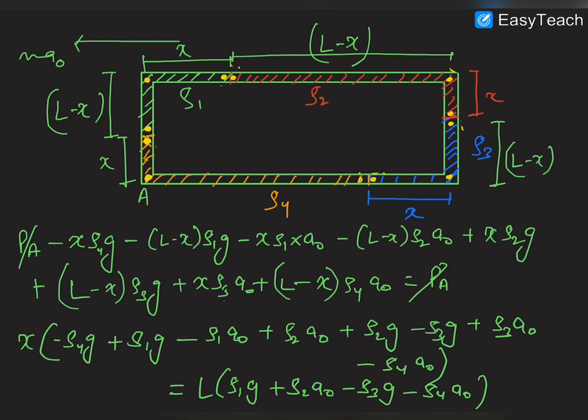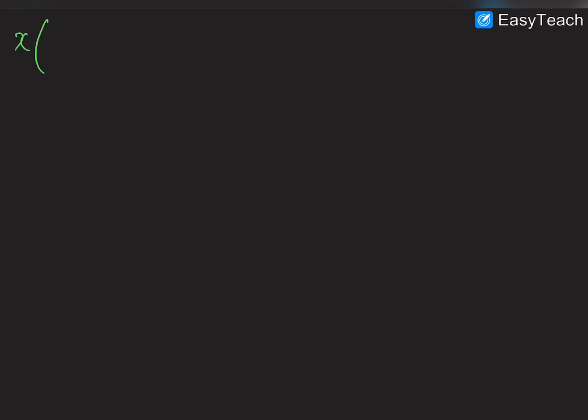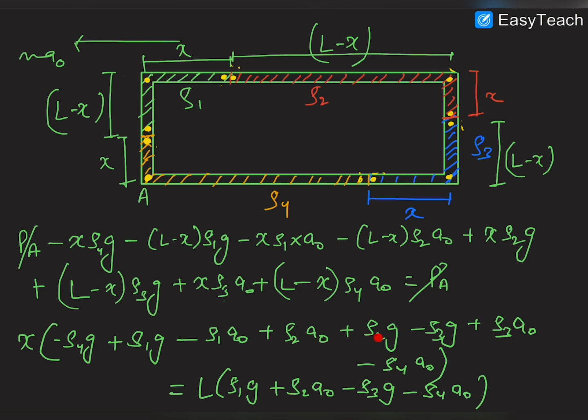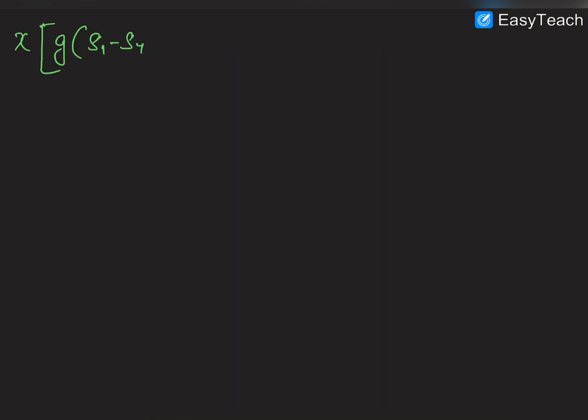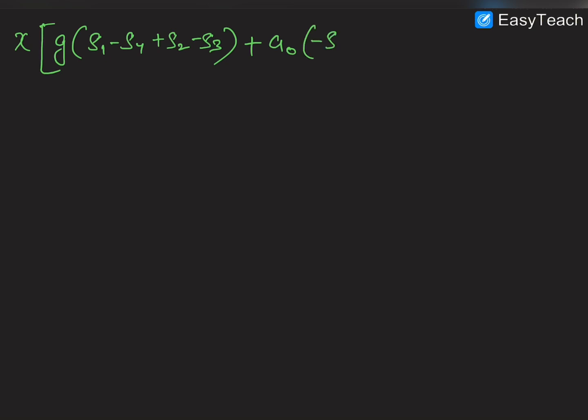Now you can see that if we take g as common in this equation, it would be x into g common, rho 1 minus rho 4, and this will be plus rho 2 minus rho 3, plus taking A naught common, it would be minus rho 1 plus rho 2 plus rho 3 minus rho 4.